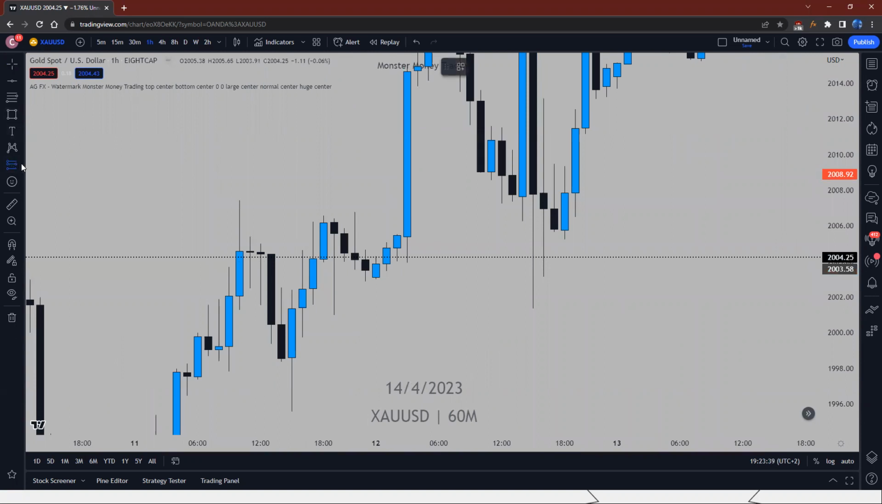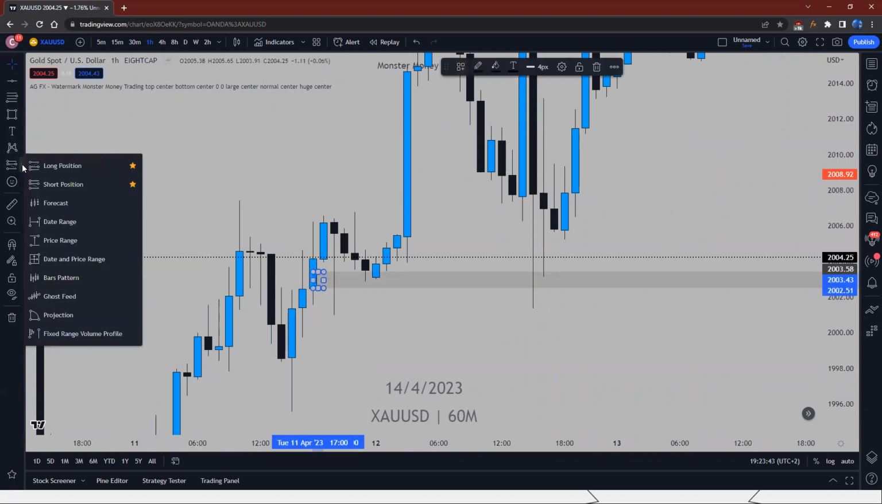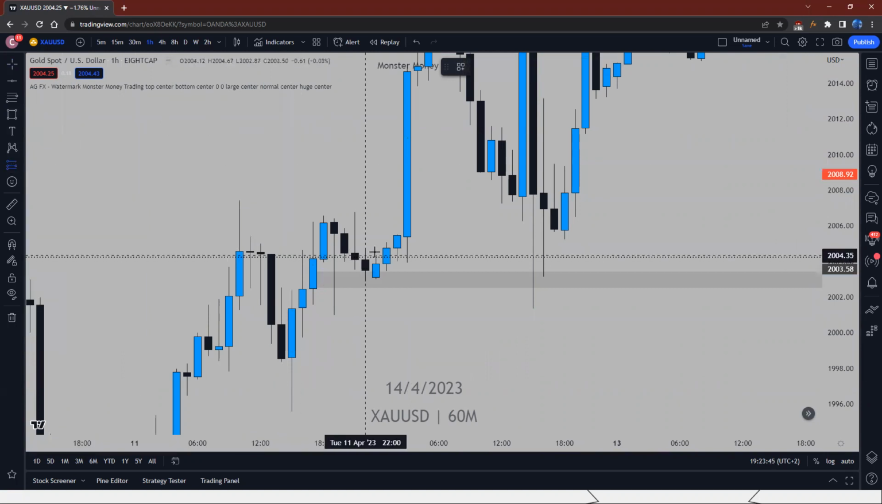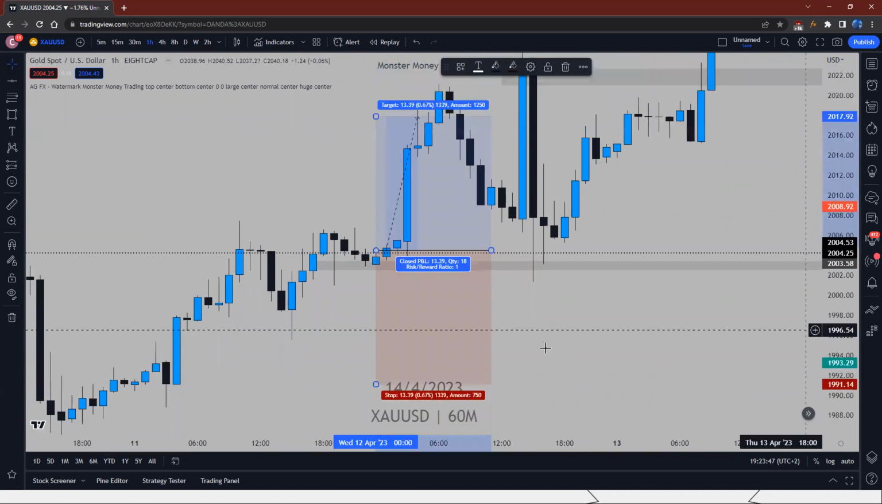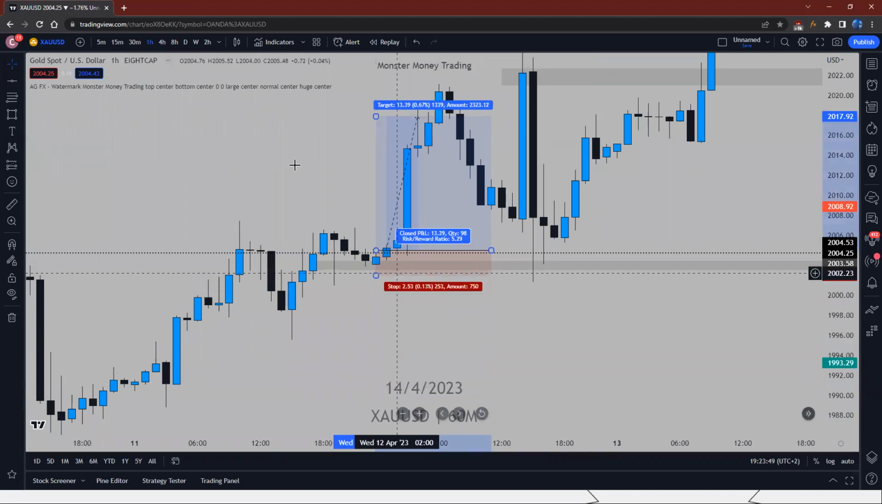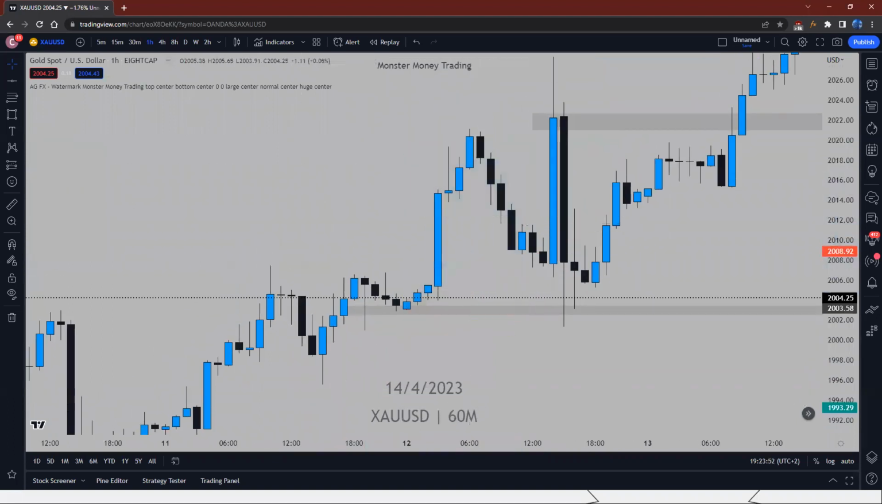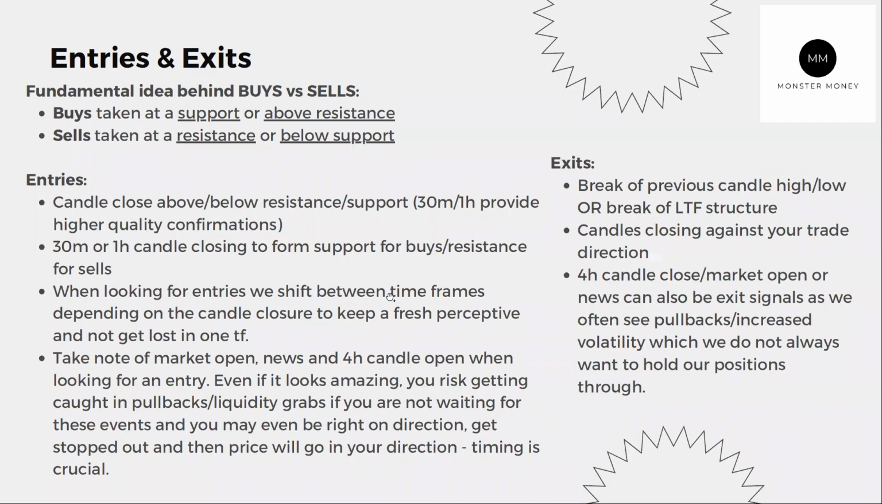So right here, we've got a support that is formed. And as you can see, we're moving up. So this is an area where we could potentially execute a buy. So like I said, that is the fundamental idea behind buys and sells. Very simply put, no need to complicate it.